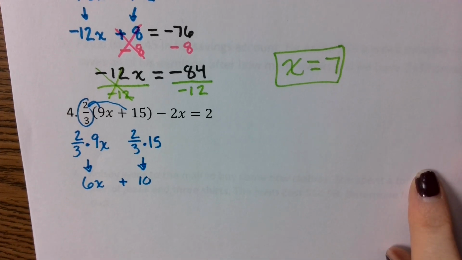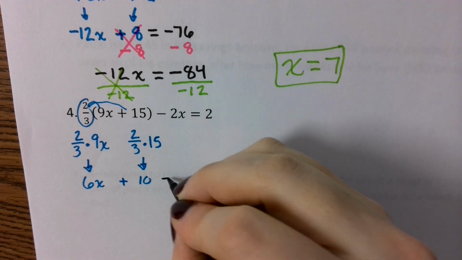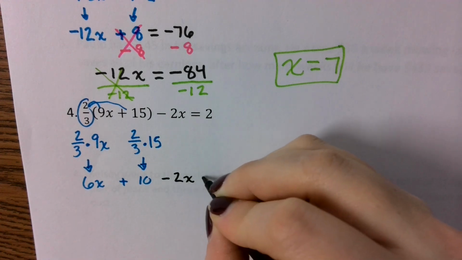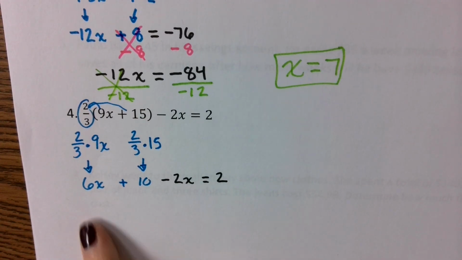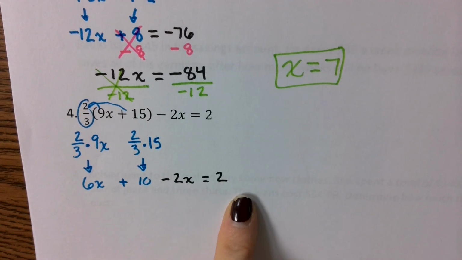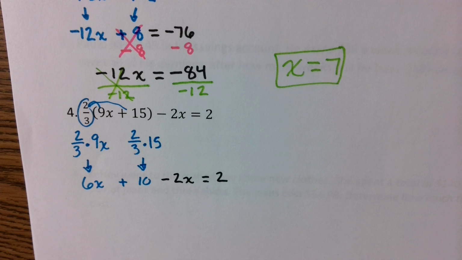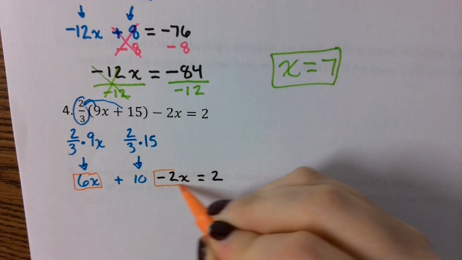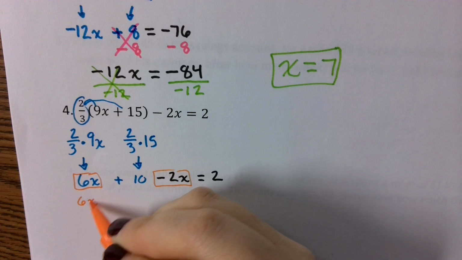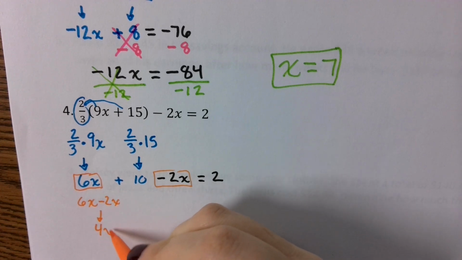What else do we still have for this problem, though? We still need to bring some other stuff down. What else are we bringing down? Good. -2x and then equals 2. So there's our new problem. We have 6x plus 10 minus 2x is equal to 2. Can we combine any like terms here, Tavina? Good. We can combine the 6x and the minus 2x. When we do 6x minus 2x, we're going to get 4x.